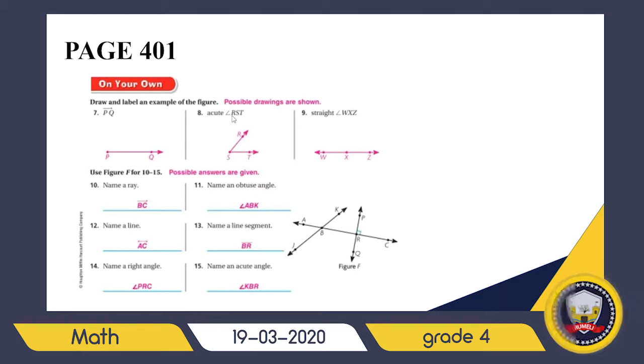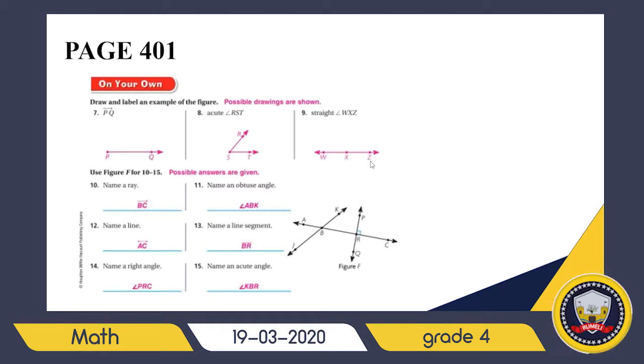So acute angle RST. I know an acute angle represents an angle less than a right angle. So RST, while giving the name, I know the middle one, S, should be in the middle. And I can put R here and T here, or if you want, you can put R like this. What about straight angle WXZ? So a straight angle looks like a line. I know X is in the middle, and then I need to put W and Z.